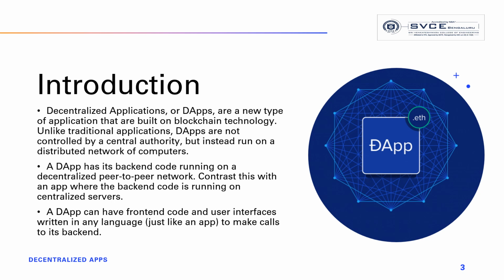Unlike traditional applications, DApps are not controlled by a central authority, but instead run on a distributed network of computers. A DApp has its backend code running on a decentralized peer-to-peer network. Contrast this with an app where the backend code is running on centralized servers. A DApp can have front-end code and user interfaces written in any language, just like an app, to make calls to its backend.